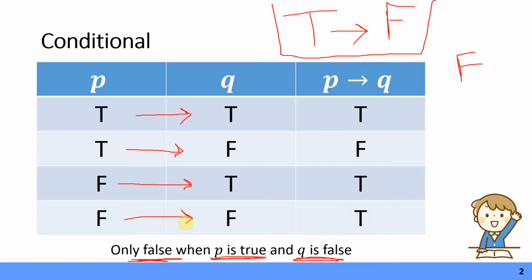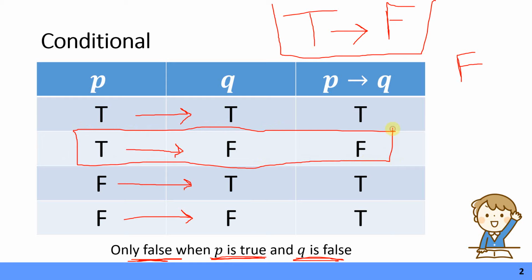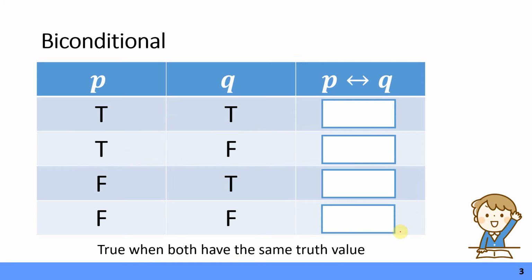So for conditional statements, just remember, this is the only one that's going to end up resulting in a false statement. If true, then false, that's the only one that's false. That's the trick to filling out this conditional table. This is the only case where we're going to have a false. Everything else is true.